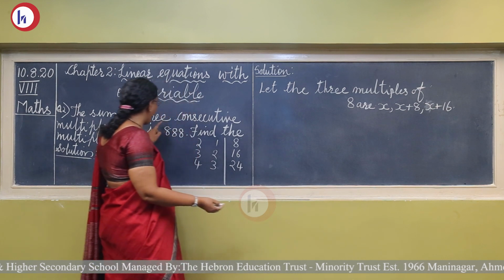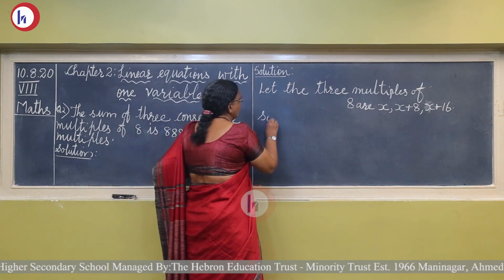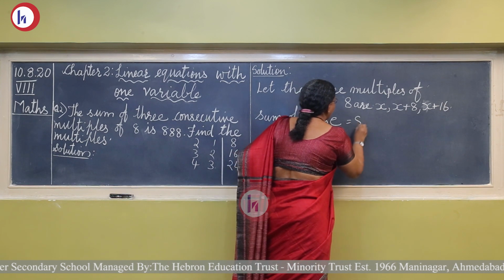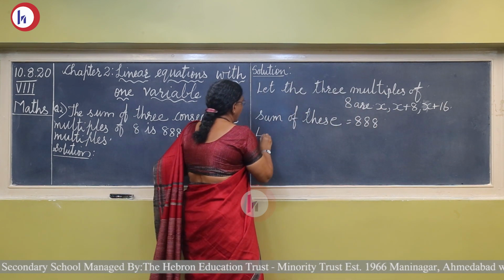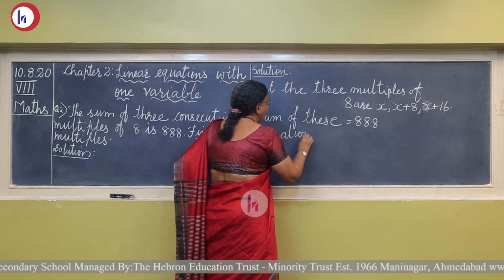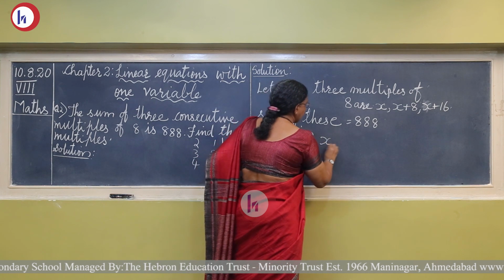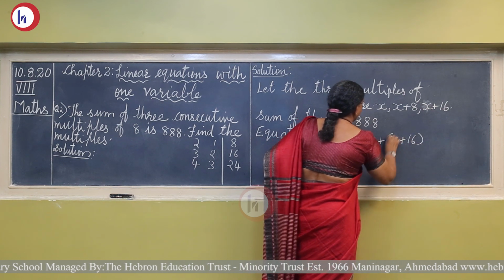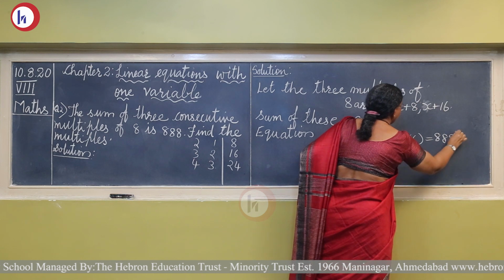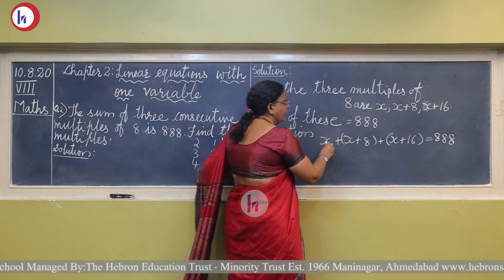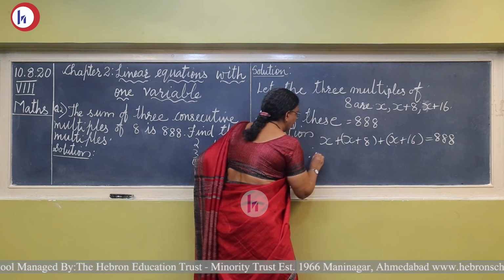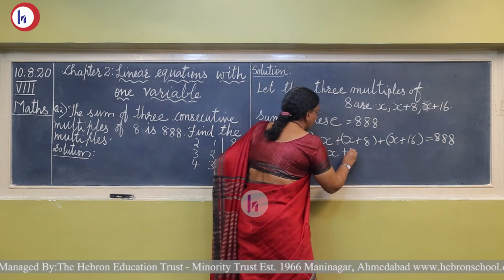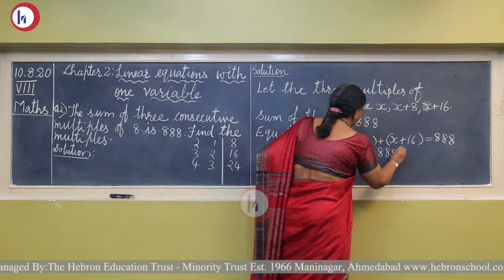Then it is also given that the sum of these 3 multiples is 888. Therefore we can make an equation. What will be the equation? x plus x plus 8 plus x plus 16 is equal to 888. Now all these x can be added: 1, 2, 3. So 3x plus 16 plus 8, that is 24, is equal to 888.